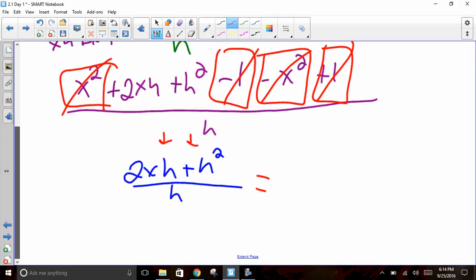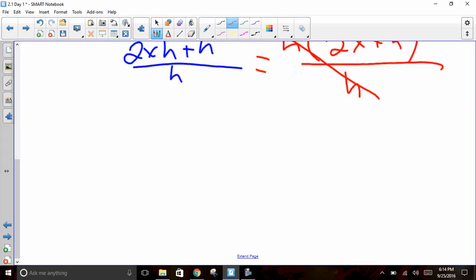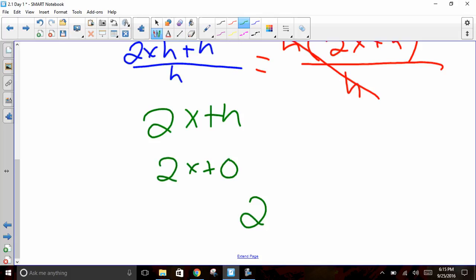So what I'm going to do is factor an h out of the top, which gives me 2x plus h times h. Remember that h is still on the bottom. Now I can cancel those factors of h that I have. So now I'm left with 2x plus h. Now I can plug in 0, so 2x plus 0. So the slope here is 2x.